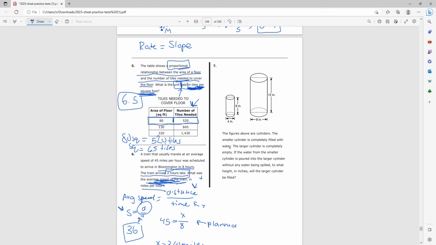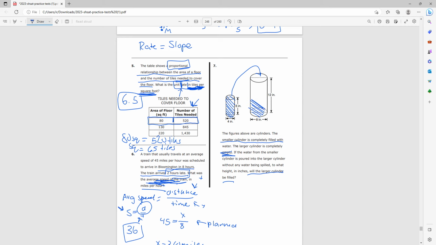It says the figures above are cylinders, and the smaller cylinder is completely filled with water. The larger cylinder is completely empty. If the water from the smaller cylinder is poured into the larger cylinder without any water being spilled, to what height in inches will the larger cylinder be filled? Okay, so what we're doing is we're filling this whole thing up, and then we're pouring it right into here, and we're seeing how high that water rises.